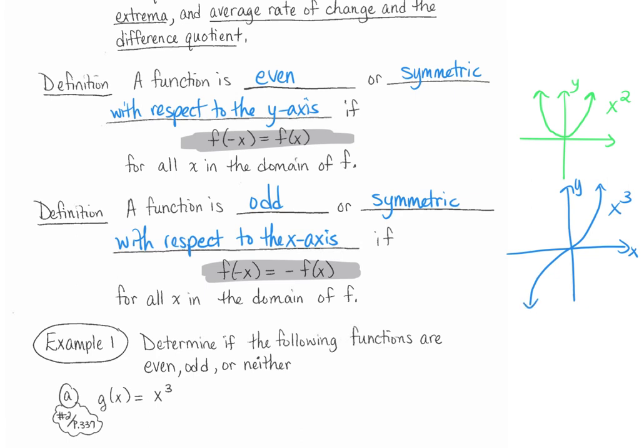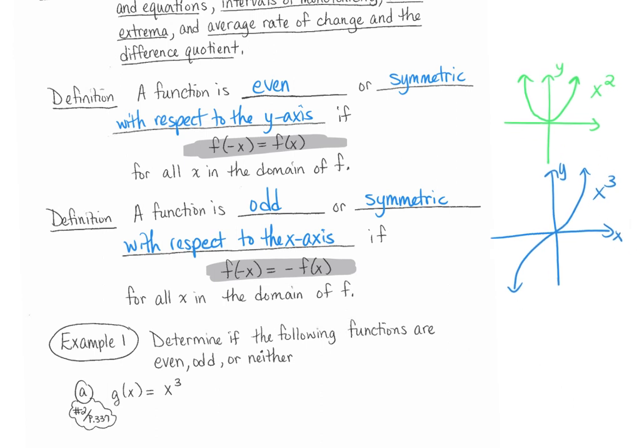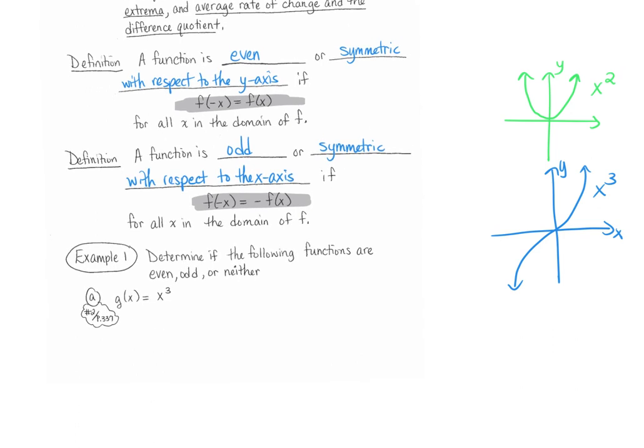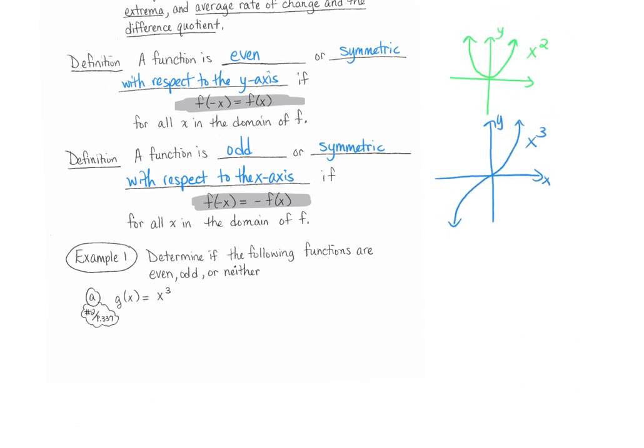Okay, so now you know how to identify it visually, or how we say in math, graphically. Now what we want to do is learn how to determine whether a function is even, odd, or neither algebraically, which means we use the black highlighted to find that out. So let's look at the first example. Part A. Determine if the following functions are even, odd, or neither.